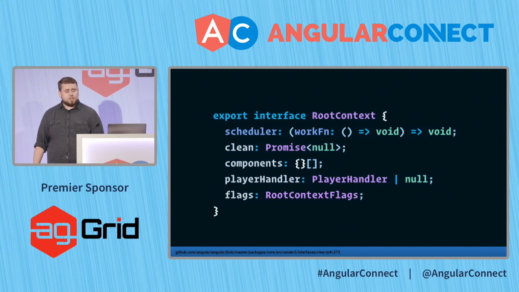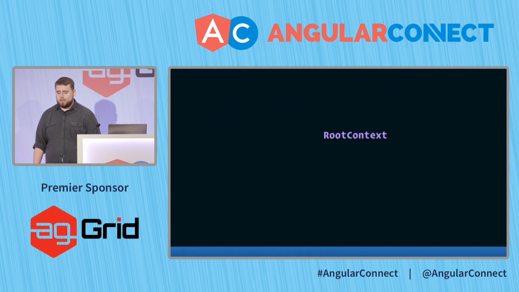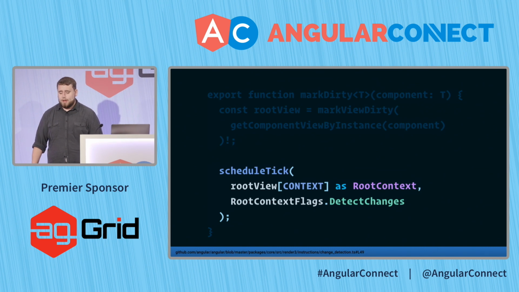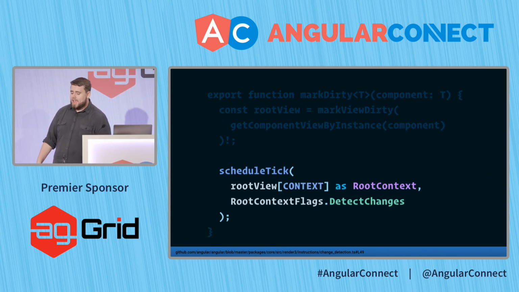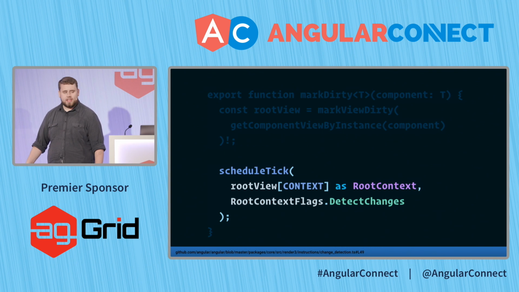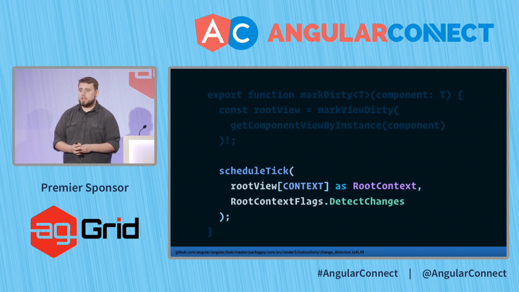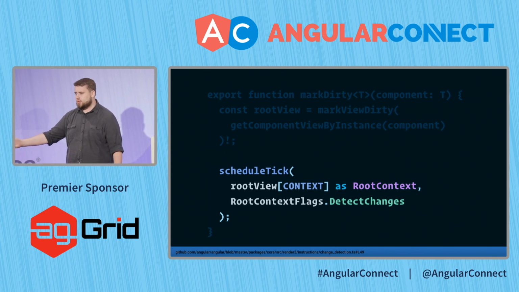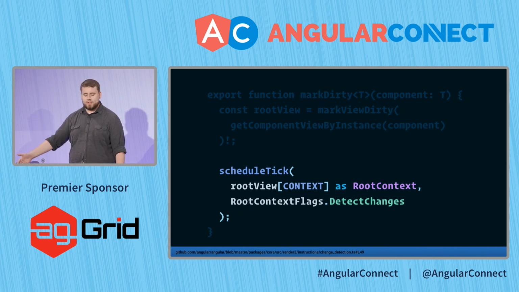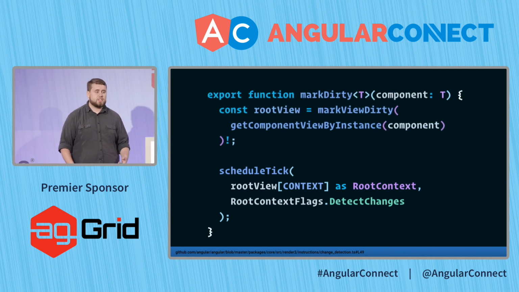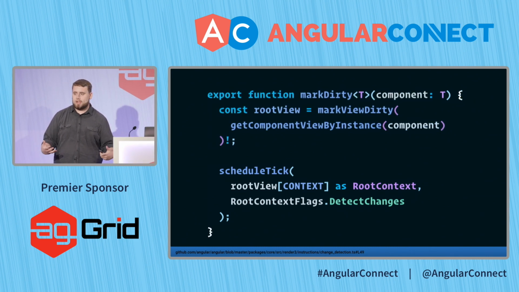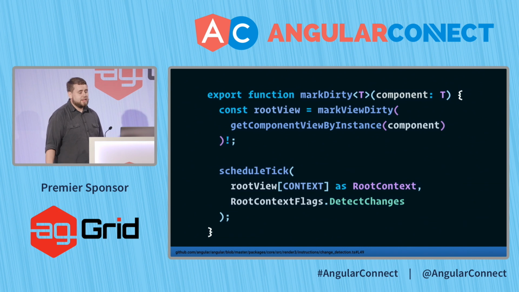So if we go back to our schedule tick, we can start to unpack what this is doing a little bit. By passing in the root context and a root context flag, it is instructing Angular that, hey, you need to do some work at some point in the future, and the work you need to do specifically is you need to detect changes on the Angular application. And this means that this function can be called safely multiple times without causing change detection to run multiple times. So now that we know how to use it, we can start using it inside of our components.